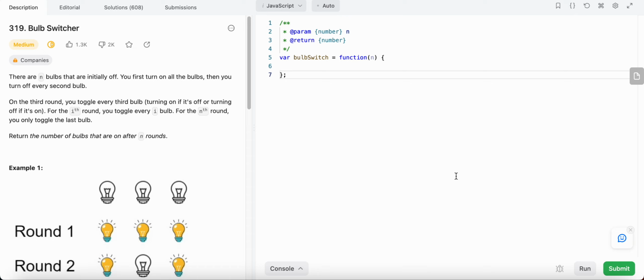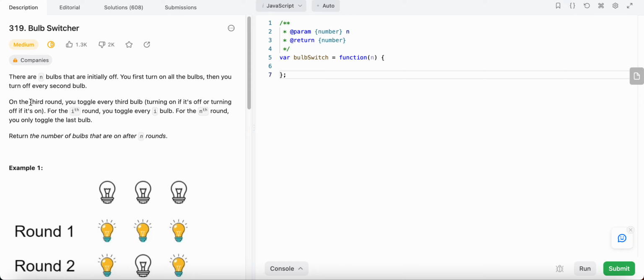Hello friends, today I'm going to solve LeetCode problem number 319, Bulb Switcher. In this problem we are given n bulbs, all of them initially off. In our first round we turn all the bulbs on, and then in the second round we turn off every second bulb.